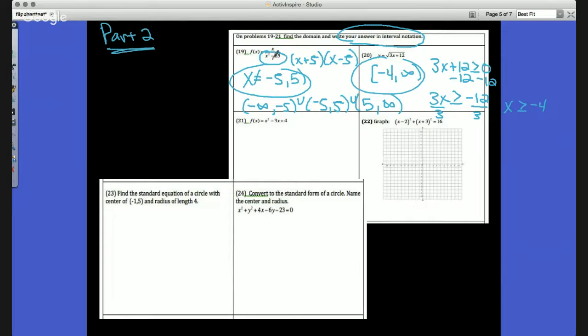Now, if it doesn't have something in the denominator and it's not in the square root, then we know that if there's nothing, whoa, I'm sorry, that was disgusting. Oh, I'm trying to go so quick.